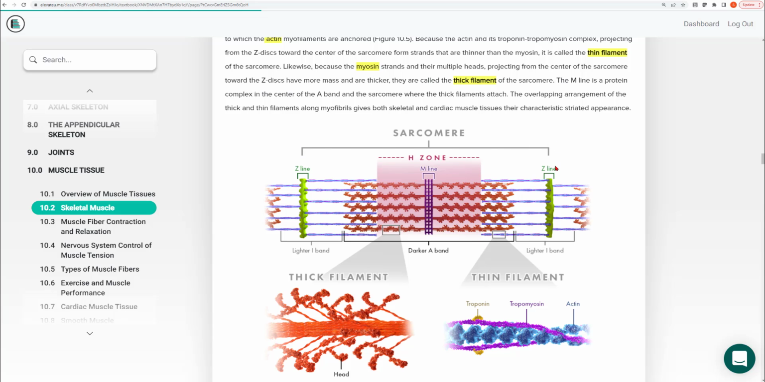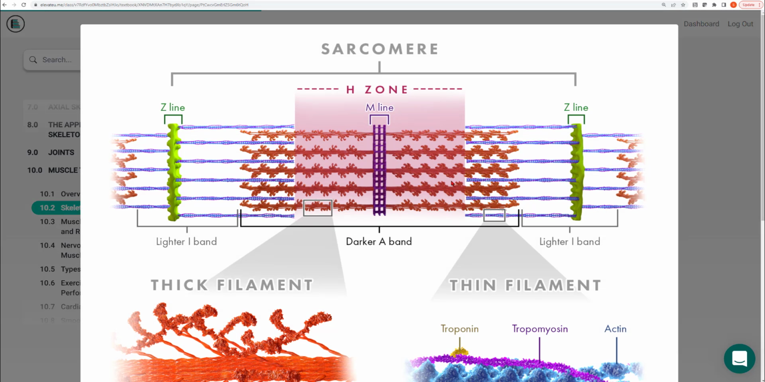Within the sarcomere, I'm seeing overlapping proteins. The purplish one right here, the thin protein, this is actin primarily. And we see a bunch of these actins. And then the thick protein that's running in the middle, this orangey red, that is myosin. So we see myosin and actin overlapping within the sarcomere structure.